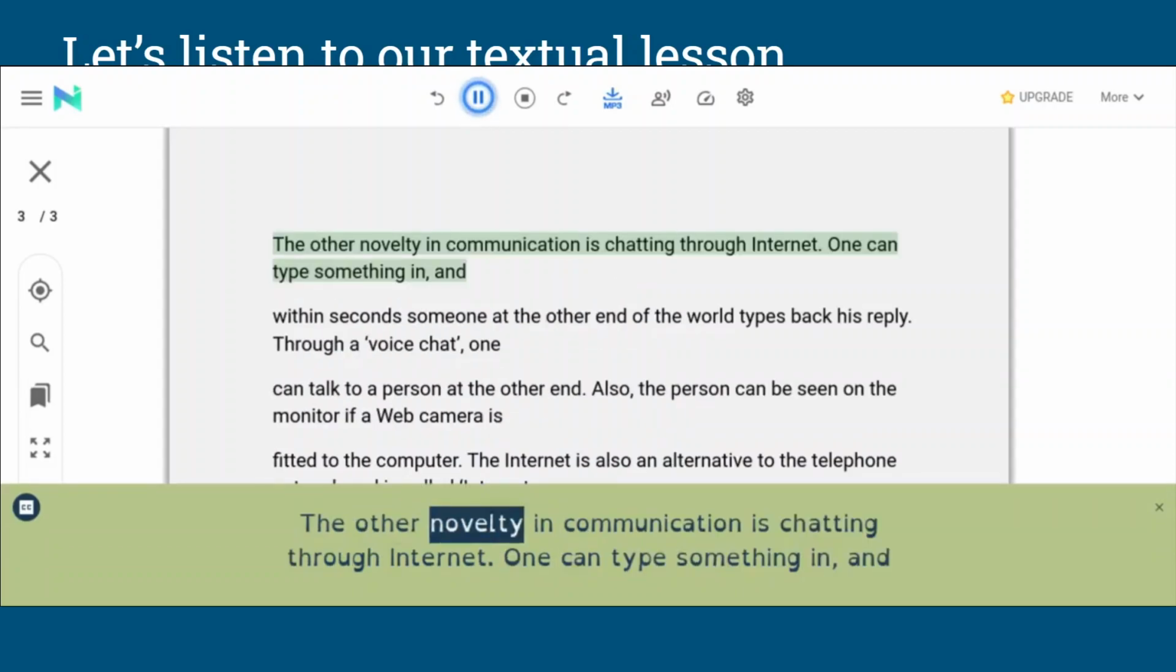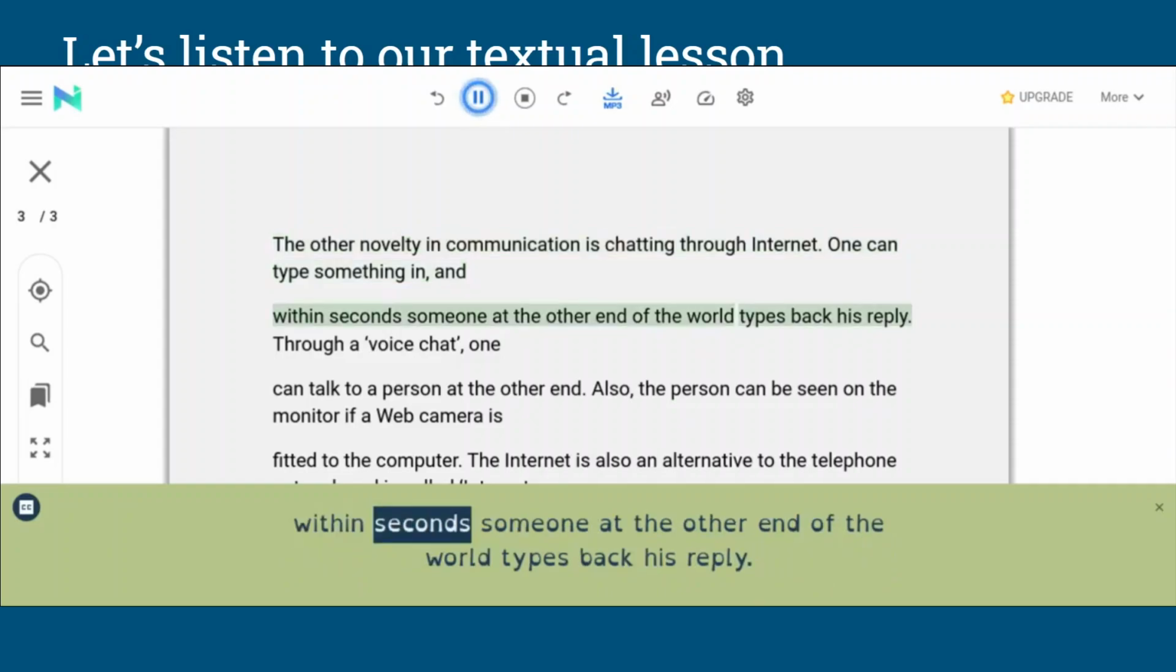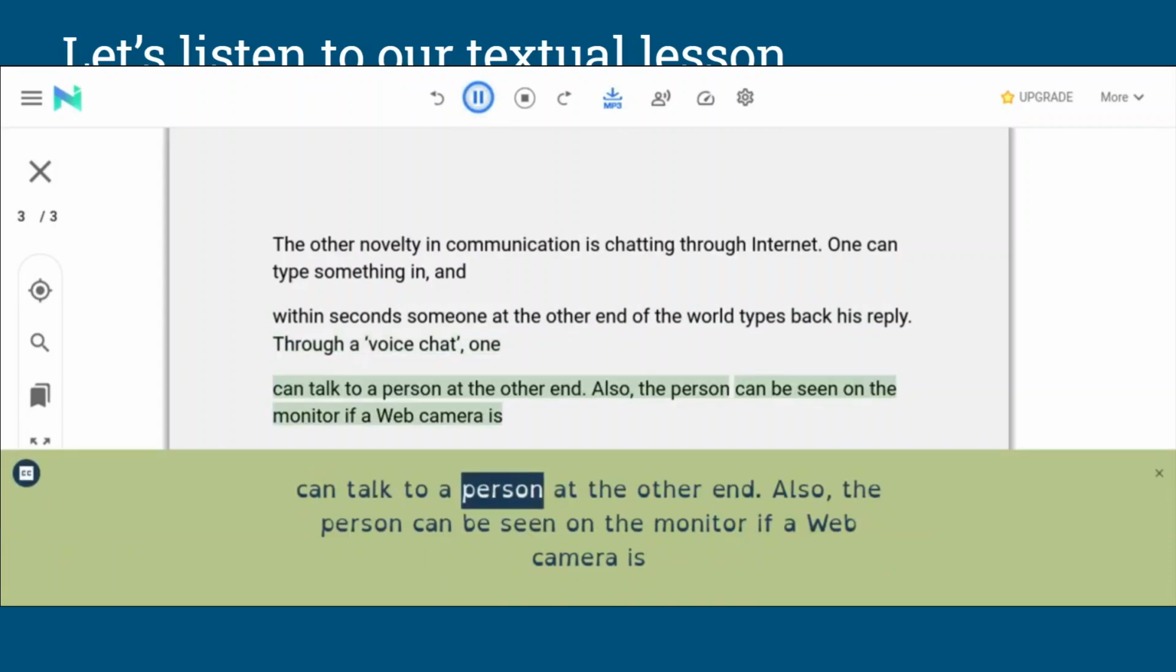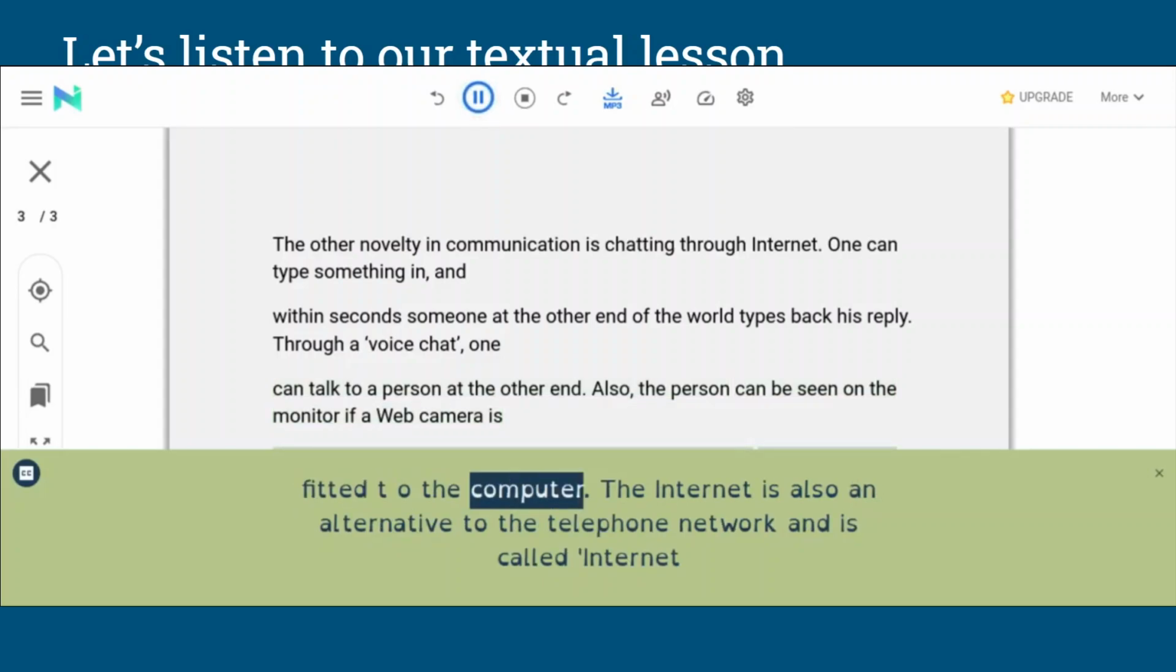The other novelty in communication is chatting through internet. One can type something in, and within seconds someone at the other end of the world types back his reply. Through a voice chat, one can talk to a person at the other end. Also, the person can be seen on the monitor if a web camera is fitted to the computer.